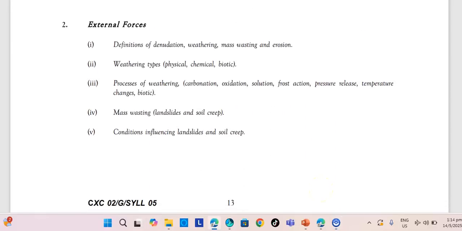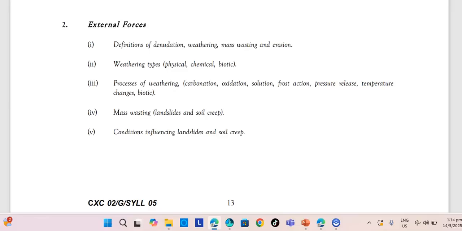Now we're going to look at external features. And guys, you have to have your textbook beside you while we're going through this syllabus because the syllabus does not come with diagrams to show or explain what we're talking about. All right.